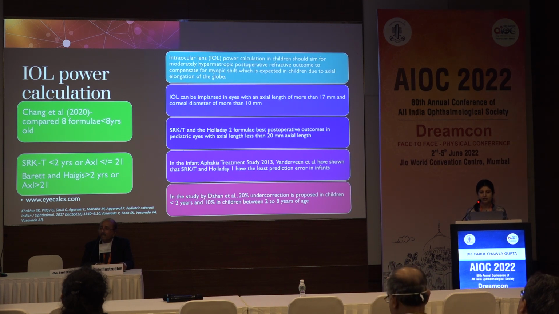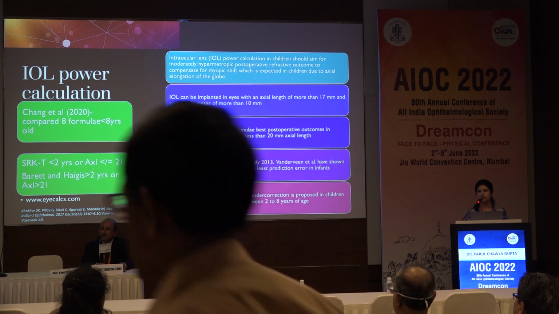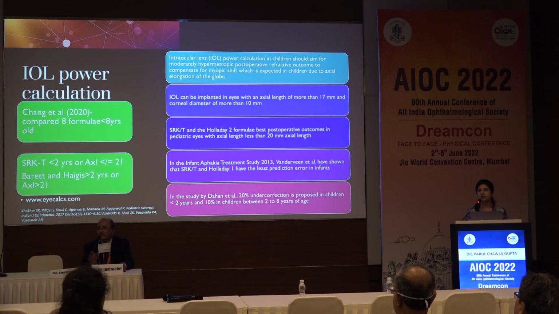In a study by Dahan et al., we can also do 20% undercorrection in children less than 2 years and 10% in children between 2 to 8 years. In fact, another study by Prost has suggested 20% undercorrection in less than 2 years, 15% in 2 to 3 years, and in more than 4 years, 10% undercorrection.